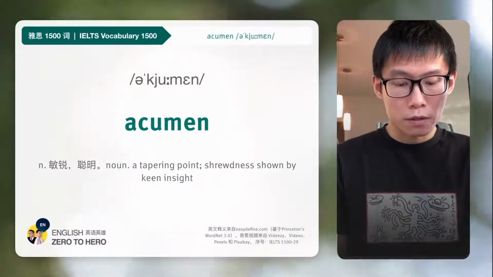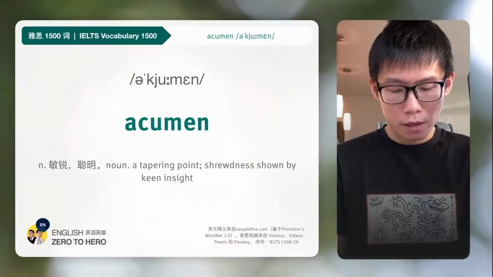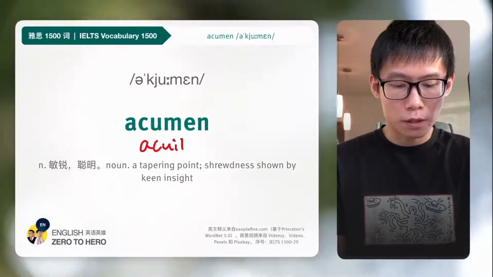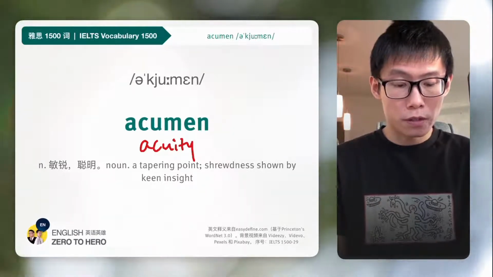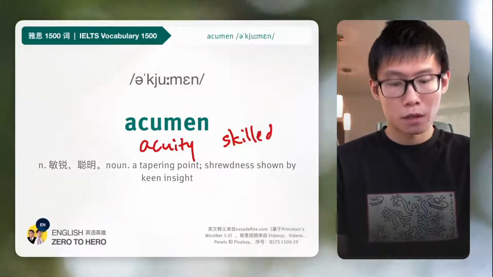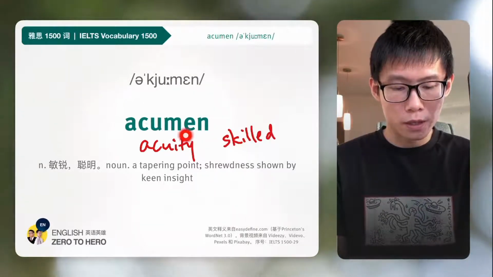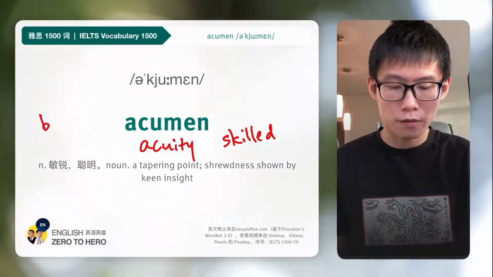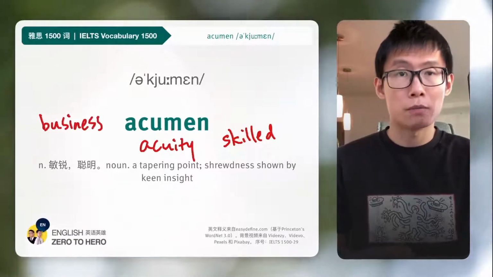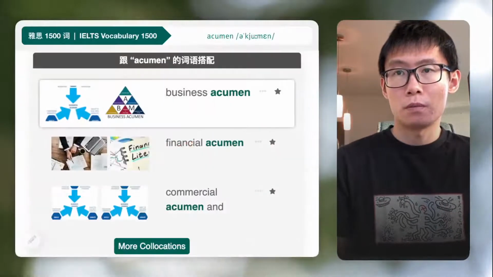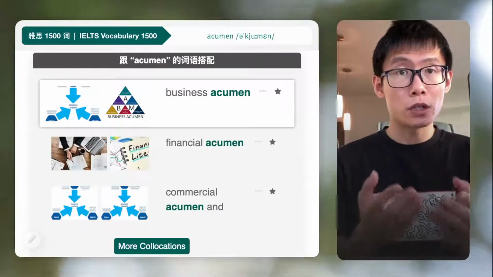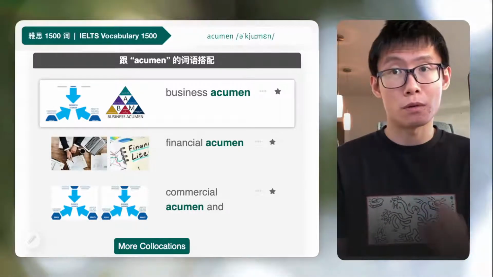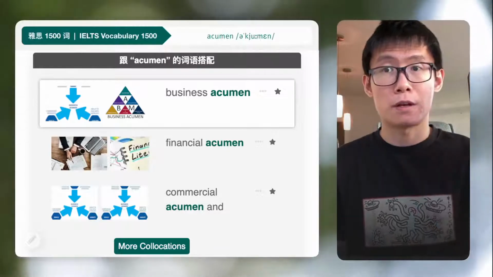The next word is acumen. Acumen. When you have a lot of acuity, or when you are very skilled at something, you have a lot of acumen. Especially with business. We often say business acumen. For example, we say business acumen, right? If you're really good at doing business, you have business acumen. You're a very smart business person. You have a lot of business acumen.